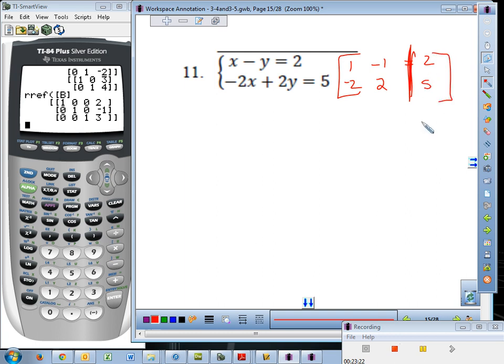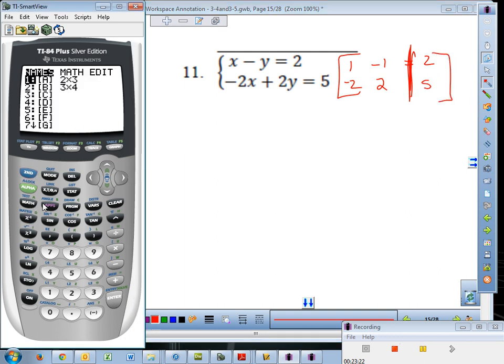Then go edit your 2 by 3. Edit this guy. Down, down. 1. Enter. -1. Enter. 2. Enter. -2. Enter. 2. Enter. 5. The good thing about the 2 by 3s is you can see all the coefficients to double check to see if you typed it in right. When you get those 3 by 4s, you can't see them all the time.